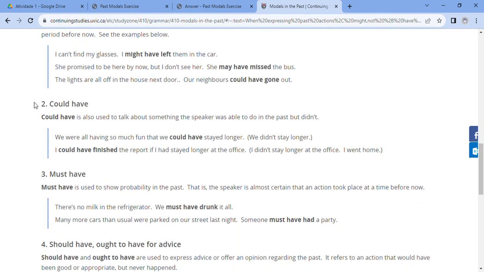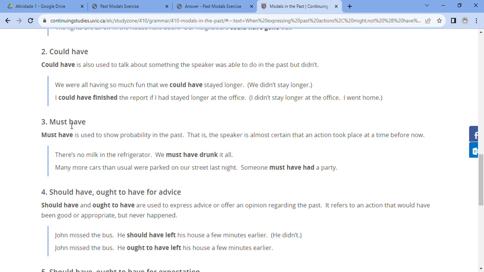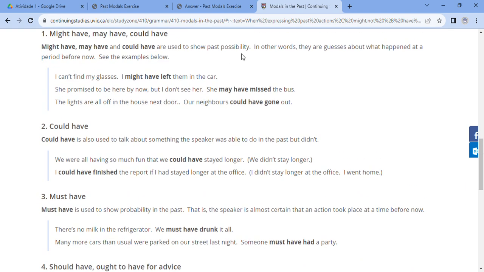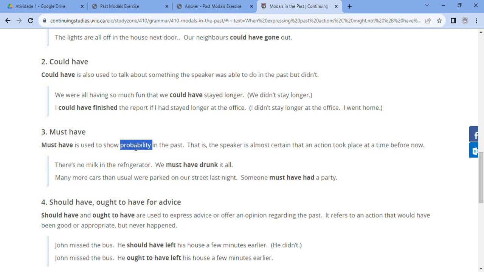We're not going to use could have. Must have is used to show probability. See the difference? Here is possibility with the might, and the must is probability in the past. That is, the speaker is almost certain that an action took place at a time before now. So with must, there is more probability when you use this modal verb. You're more certain that the action happened in the past.